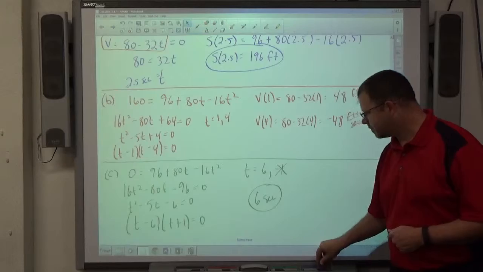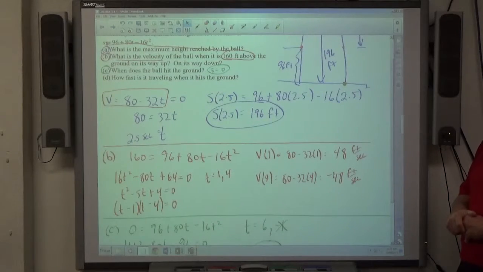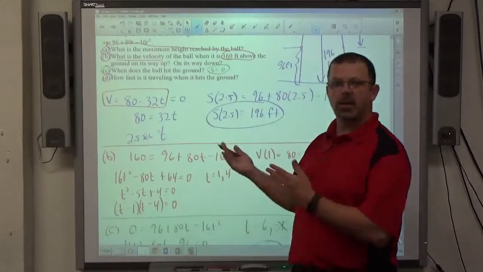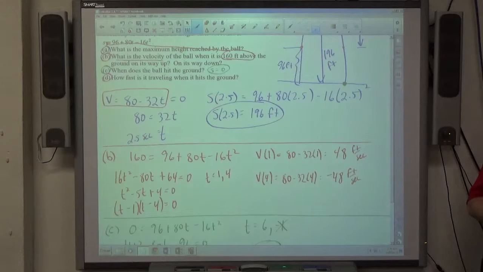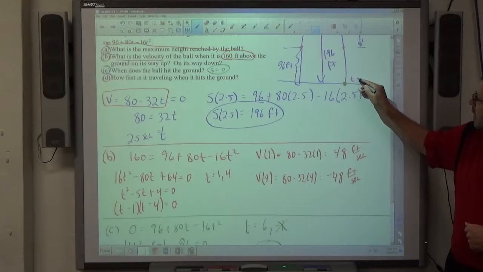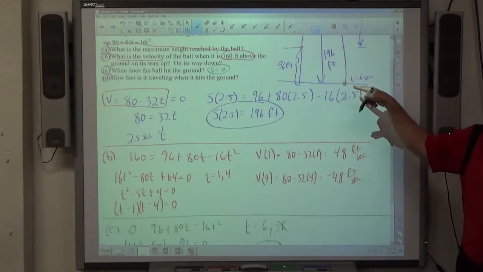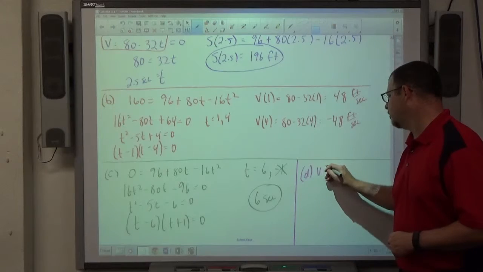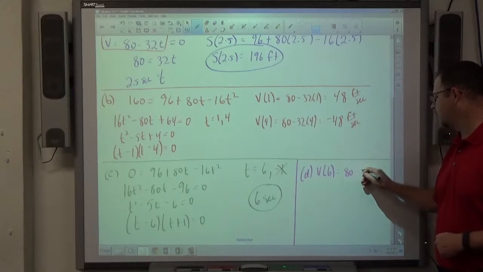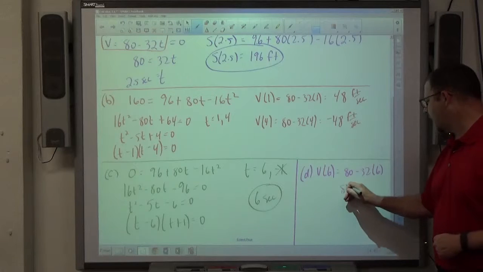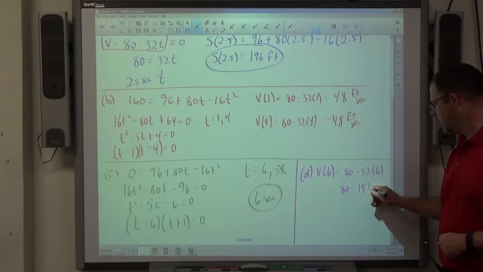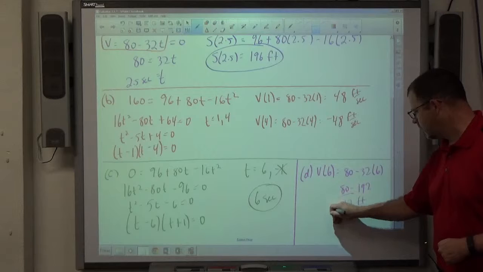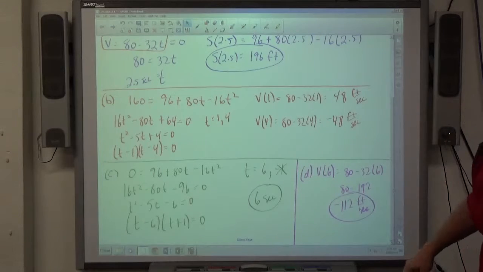At 6 seconds. Question D, how fast is it traveling when it hits the ground? How fast is a question of velocity, right? And if I need to know the velocity, what do I need to know? Time. Do I know the time? Absolutely. We just figured out that it hits the ground at 6 seconds, so we can figure out the exact velocity at 6 seconds. For part D, we just want v of 6. That's going to be 80 minus 32t, which is 80 minus 192. So negative 112 feet per second is going to be the speed of the ball.